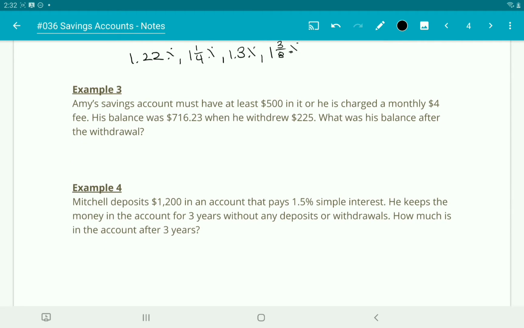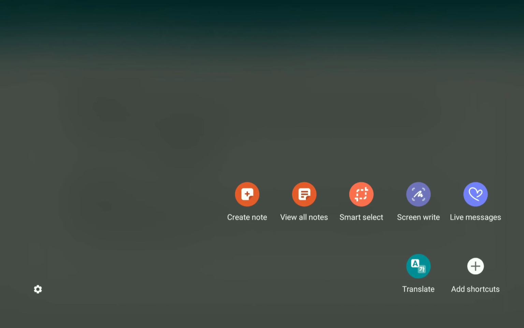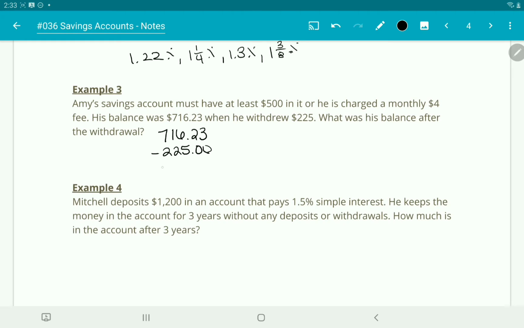Example number 3. Amy's savings account must have at least $500 in it, or he's going to be charged a monthly fee, a $4 fee. His original balance was $716.23, but he withdrew $225. So we're going to try and figure out how much he has after the withdrawal.